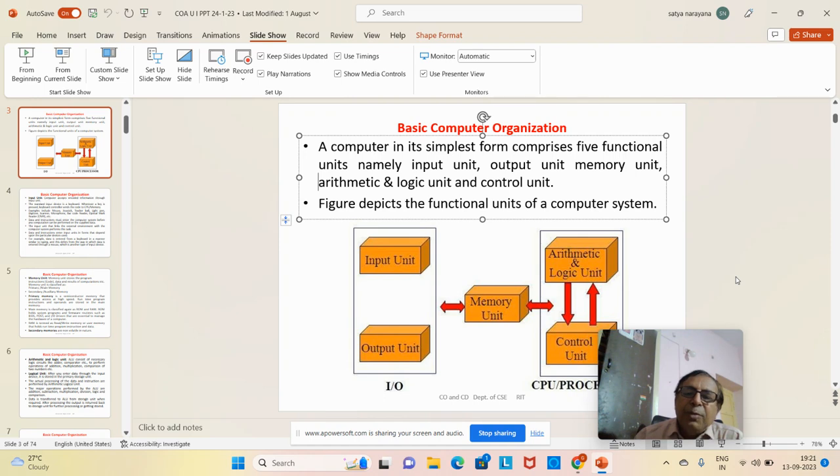And this primary memory is again divided into two parts. One is RAM, the other one is ROM. RAM means random access memory, ROM means read only memory. RAM is also called working storage area, and random access memory is a volatile memory. Volatile in the sense that as long as power is there, the contents will exist. When there is no power, the contents will disappear. So definitely you require some power.